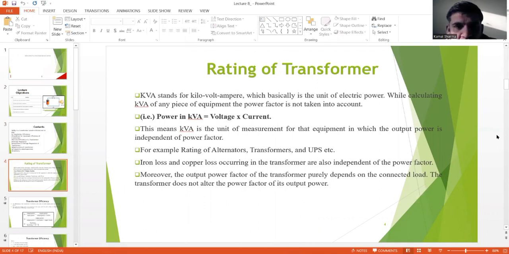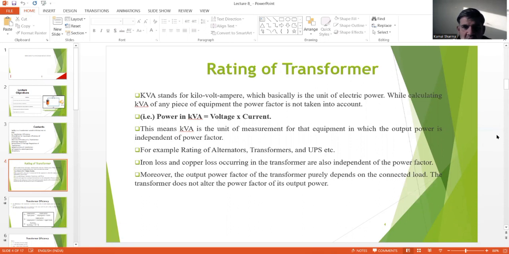So the rating of a transformer is in kilovolt ampere, we know very well. It's a unit of electrical power. Kilovolt ampere is basically apparent power. We have three different types of power that we already discussed: real power, reactive power, and apparent power. Real power is basically consumed; reactive is basically generated; and the resultant is apparent power.